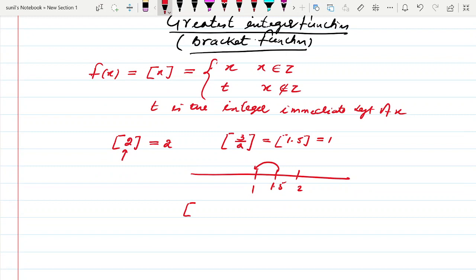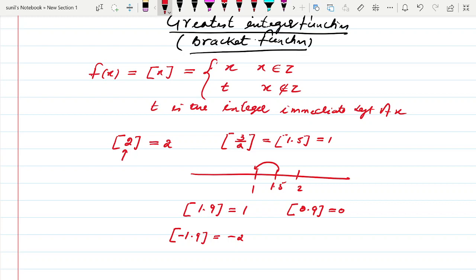Similarly, greatest integer of 1.9 is again 1. And greatest integer of minus 1.9, now what is the integer immediate left of minus 1.9? Minus 2. Greatest integer of 0.9 is 0. So you have to write the integer immediate left of that particular value.